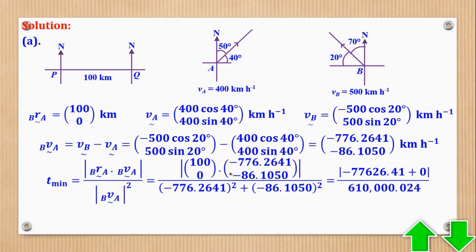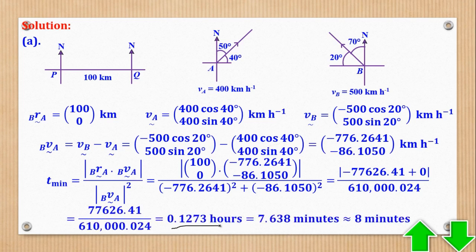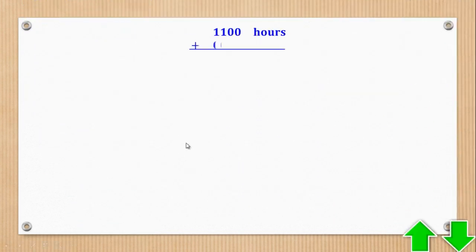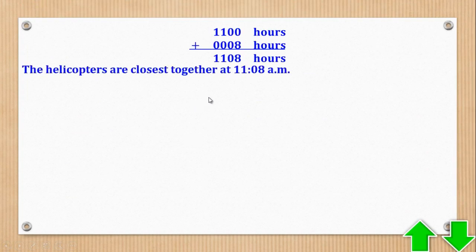Then here the dot must be seen. Dotting means this times this gives that, plus this times this to give you that. Now this magnitude means what is negative becomes positive. So we shall come and make it positive, and here you shall get this in hours, then in minutes it will be that. So they started at 11 a.m. Therefore when I add 8 minutes to 11, I'll come up with 8 minutes past 11. And that's the answer they wanted.